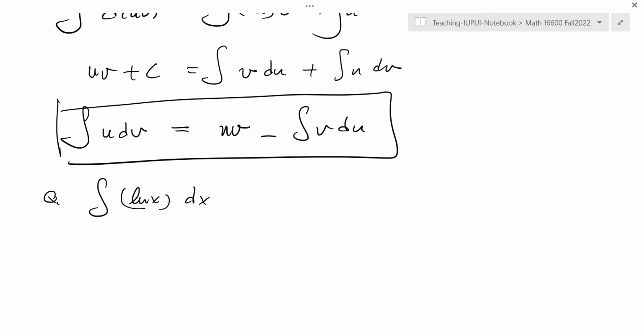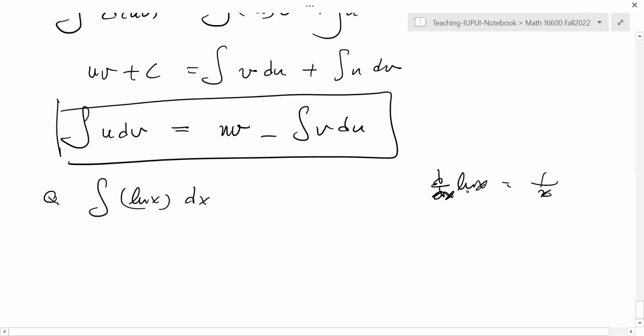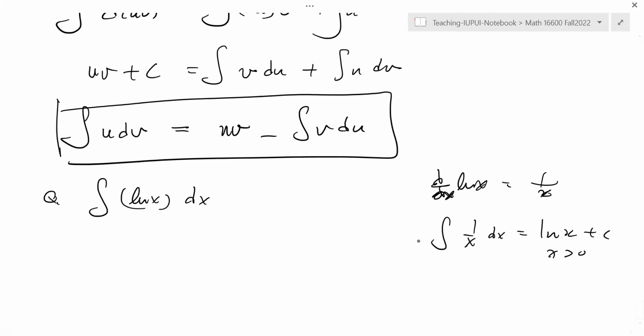This is an inverse function, and we just understand a little bit about it. I know the derivative of natural log of x. That's the only formula I know. But right now I'm talking about the integral. What I know is that the integral of 1 over x is natural log of x plus c if x is positive. But the integral here is natural log of x, so I have to do something in order to solve the problem.